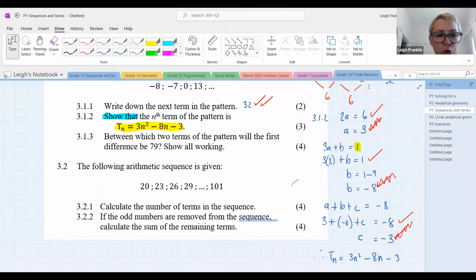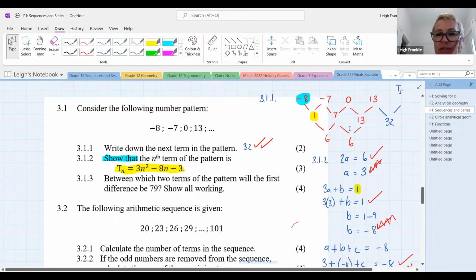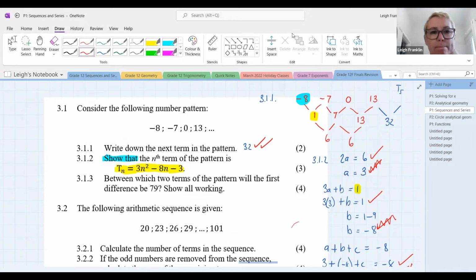Now, the next question. Between which 2 terms of the pattern will the first difference be 79? Show all working. Well, what does this mean? Between which 2 terms of the pattern will the first difference, beg your pardon, be 79? What are they referring to? What is 79? What do you guys think?